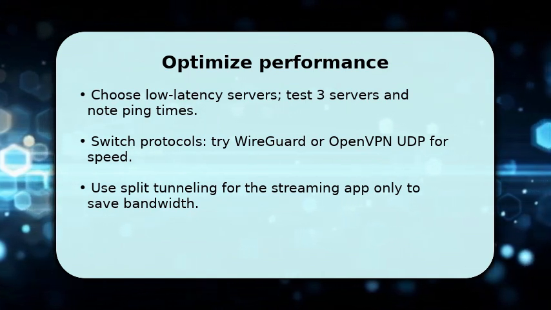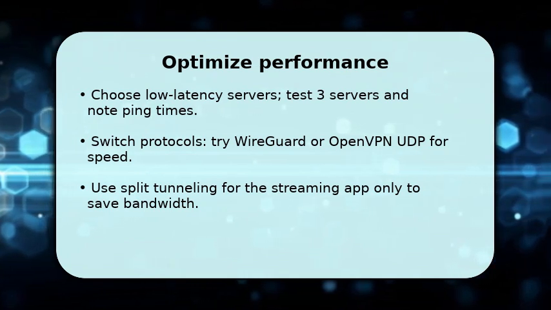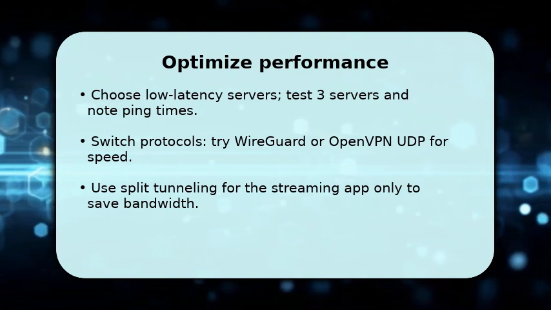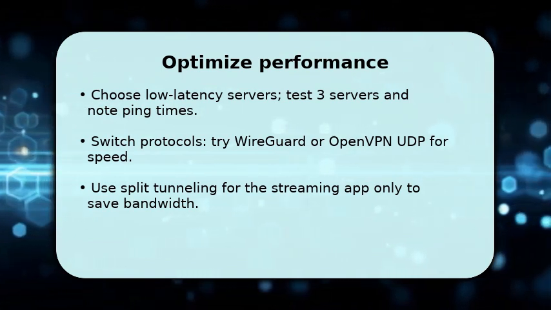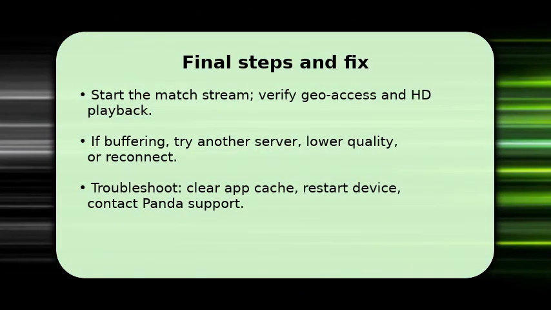Then enable split tunneling so only your streaming app routes through Panda VPN. This reduces load on other apps and improves video quality. If your router supports VPN, consider installing Panda VPN there for all devices. It centralizes the connection. Start the stream and confirm you can access the match in HD.